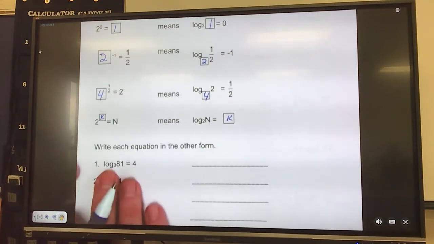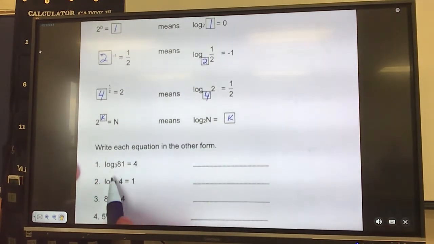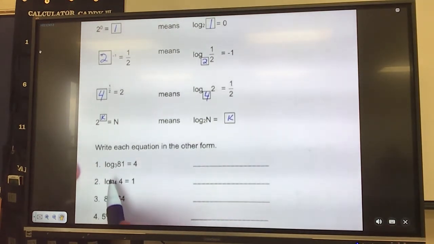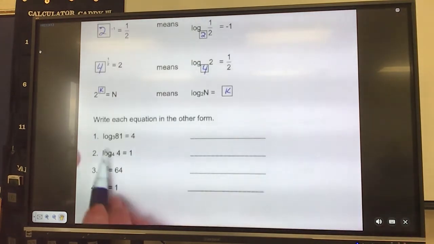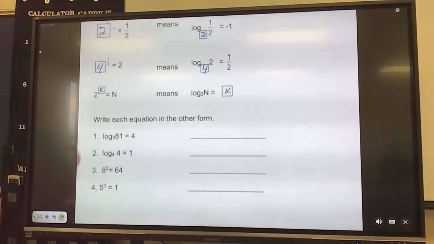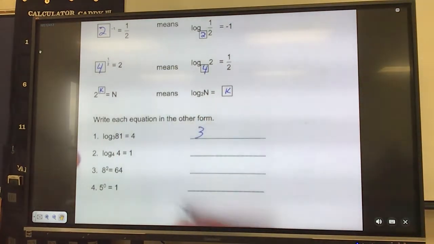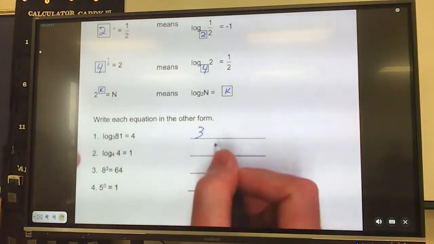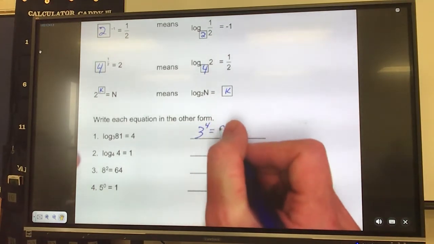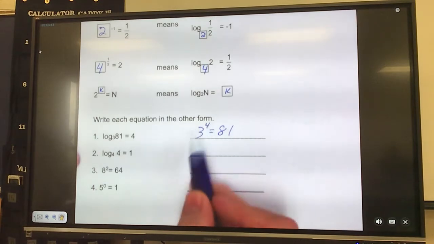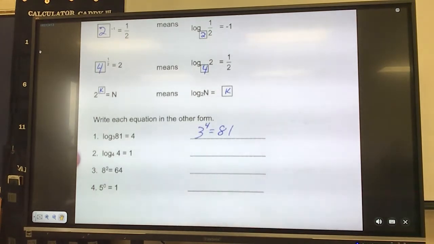Okay, so now we're going to write these in the other form. So if it's a log, I want an exponential, and vice versa. So here we go. Let's practice these, and you'll see how easy it is. Number 1, it's a log, so I'm going to convert it to exponent. What's the base? 3. So it stays the base. The exponent is whatever's on the other side of the equal sign. So it'll be 3 to the 4th equals 81. If you want to check your work, you can put 3 to the 4th power in your calculator, and it's going to tell you it's 81.